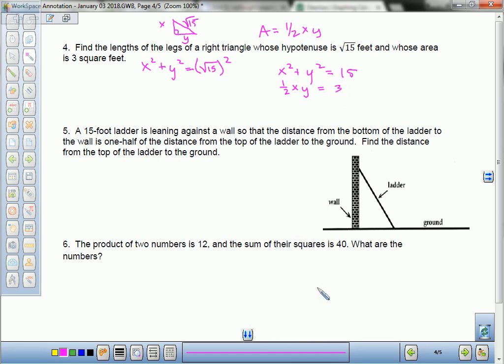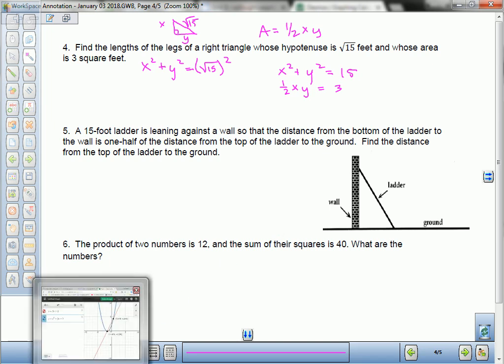So probably the best thing to do would be to, there's actually a couple ways you can do it. You can solve for one of these. We could go straight to Desmos and make it do the work for us. So let's go ahead and go into Desmos and use Desmos as our tool here.